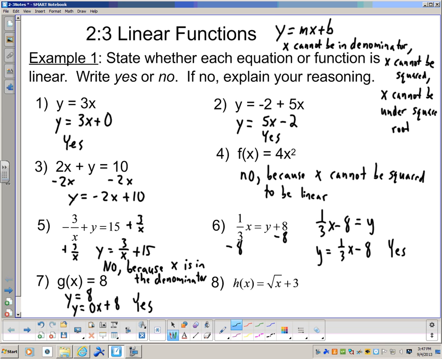And then number 8 there, remember, x cannot be underneath the square root. So no, because this ends up being a radical function. So no, because x cannot be under the square root.